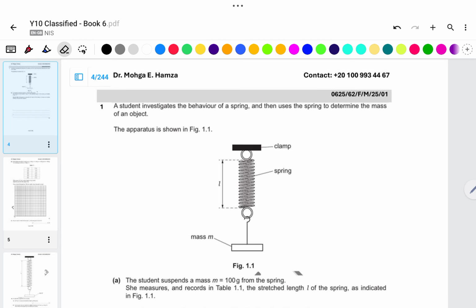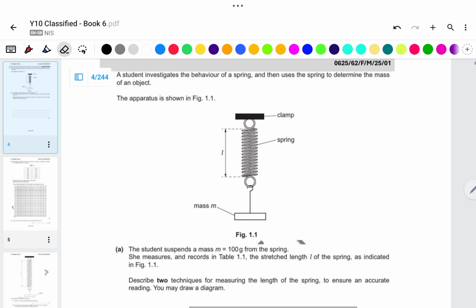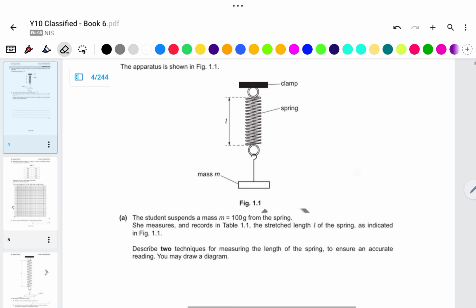A student investigates the behavior of a spring and then uses the spring to determine the mass of an object. The apparatus is shown in figure 1.1. The student suspends a mass m equal to 100 grams from the spring. She measures and records in table 1.1 the stretched length L of the spring as indicated in figure 1.1. Describe two techniques for measuring the length of the spring to ensure an accurate reading. You may draw a diagram.